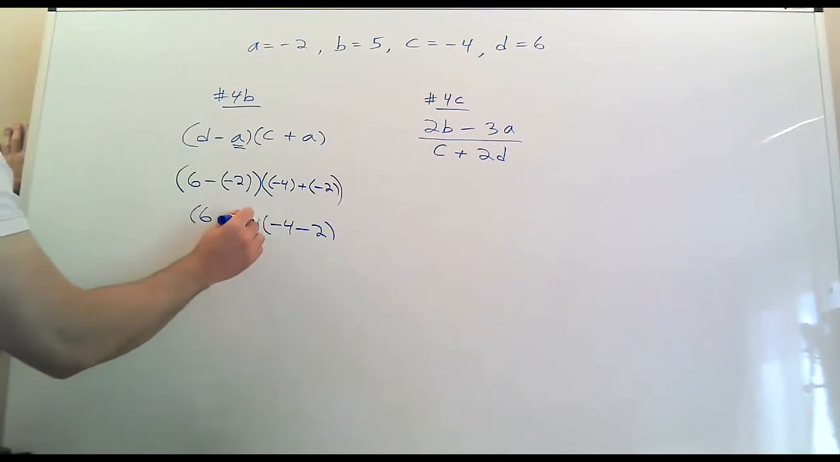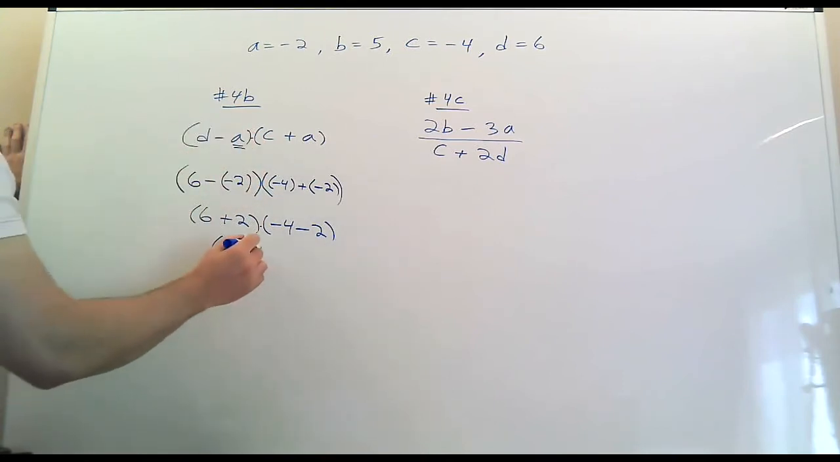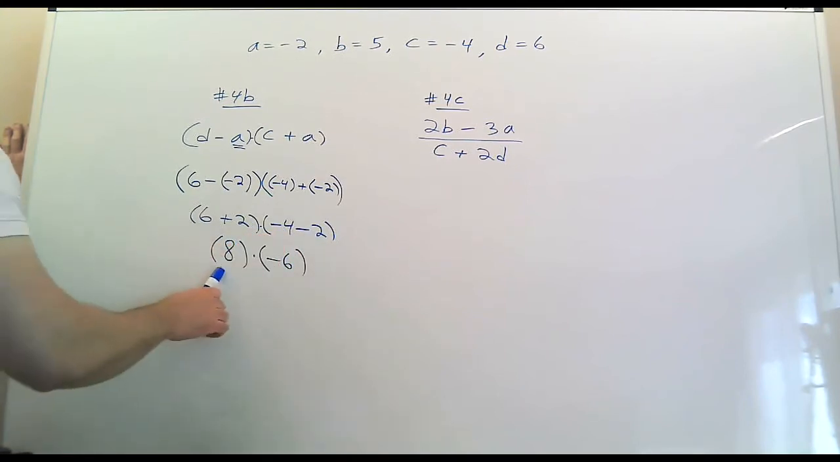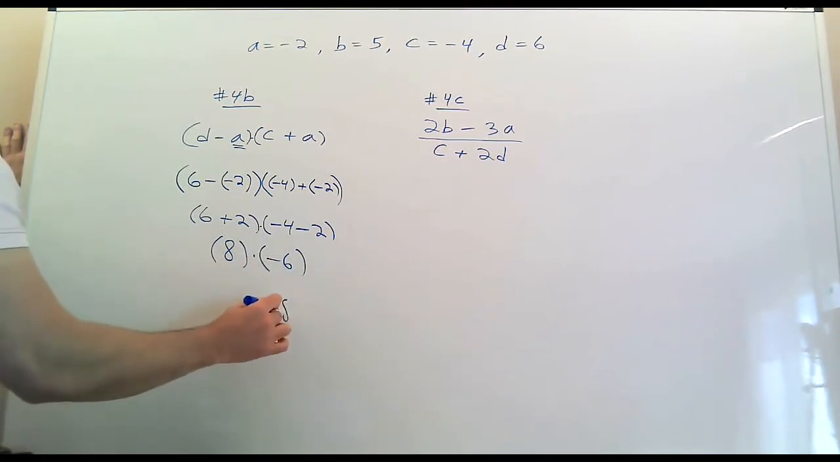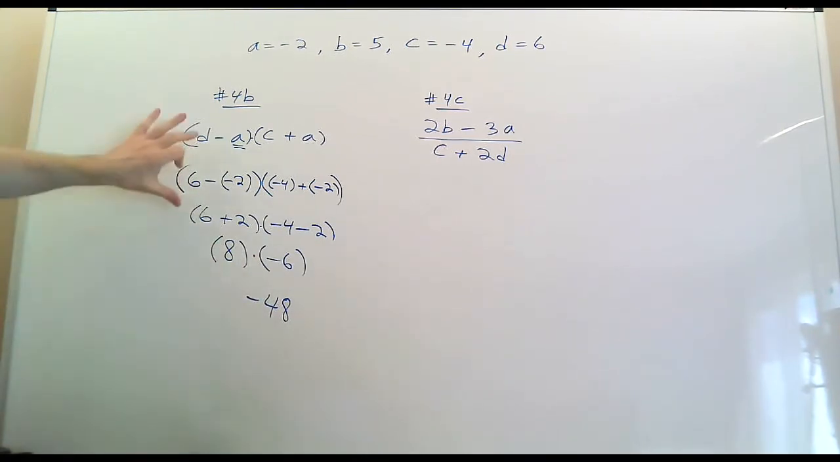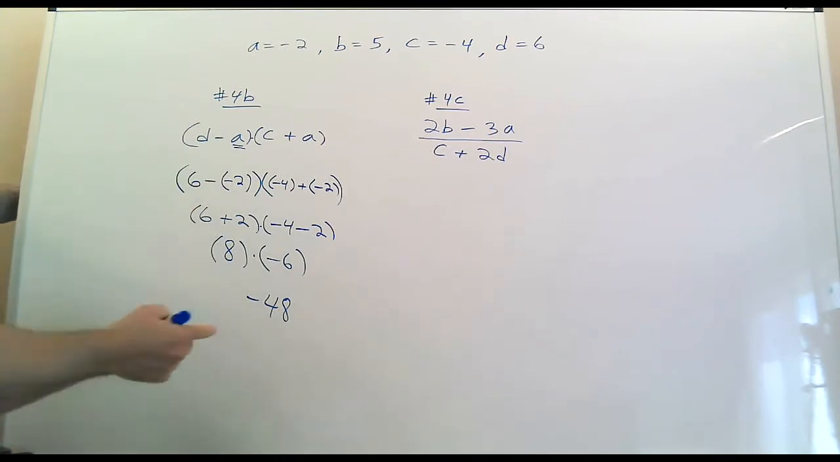Remember, keep your parentheses. Why? Because this is multiplication, right? There's an invisible dot between them. That's what the parentheses mean. If you lose 4 and you lose 2 more, you lost 6. Now multiply the numbers. 8 and 6, when you multiply them, makes 48. Positive times a negative is negative. There you go. Plug in real careful. There's a lot of mistakes you can make there, so you have to be super careful.